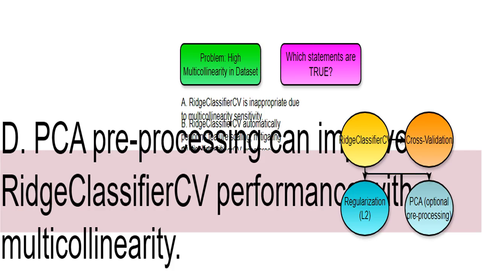I'm considering using principal component analysis, PCA, before applying RidgeClassifierCV. PCA helps reduce the number of features by creating new ones, which are uncorrelated. By doing this, I can remove redundancy and improve the algorithm's performance. It's like cleaning up your data to make it easier for the model to learn.